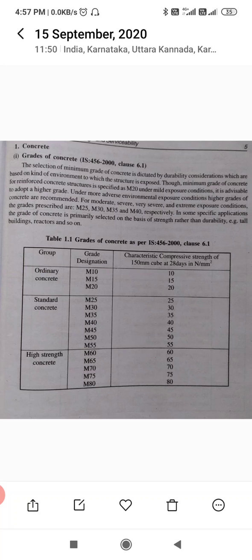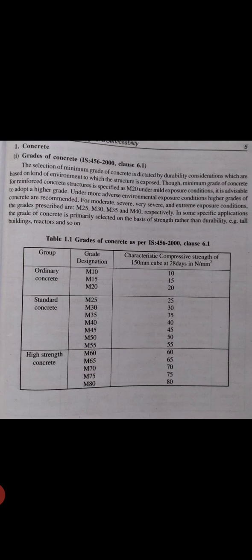Whatever values are given in terms of Newton per mm square is the strength produced after crushing in that compression testing machine. So if it is M10, it should be 10 Newton per mm square, the characteristic strength after the 28 days of curing period. Similarly, M15 should be 15 Newton per mm square, M20 is 20 Newton per mm square. So almost 100% strength should be produced after 28 days with respect to the grade designation. So these are the three grade designations which come under ordinary concrete.